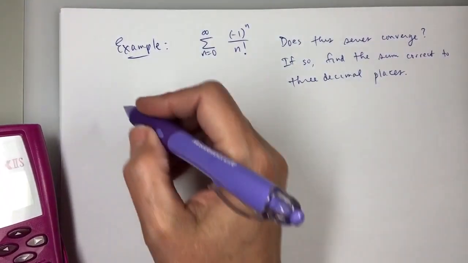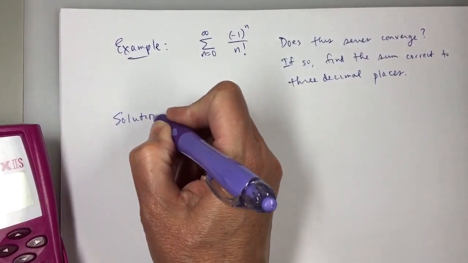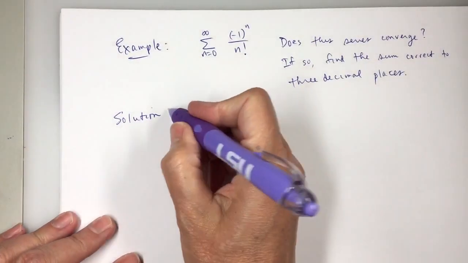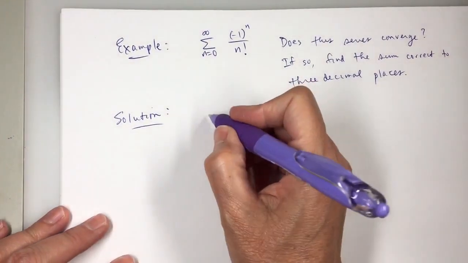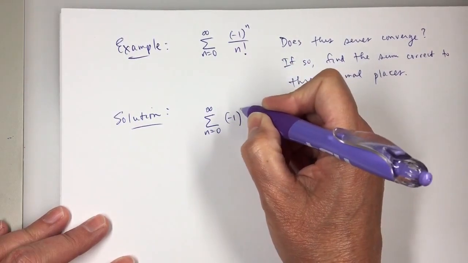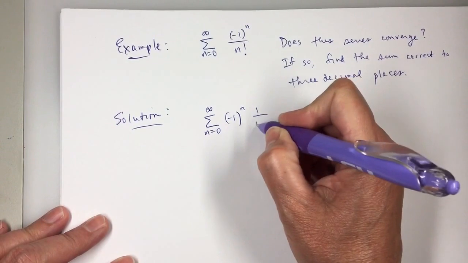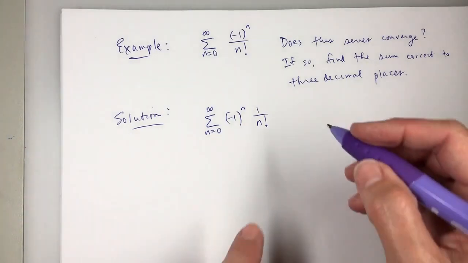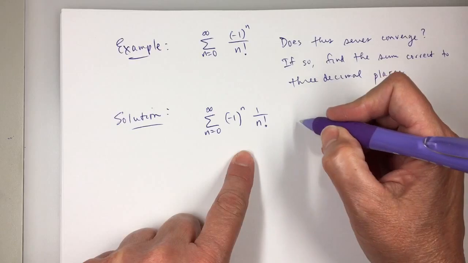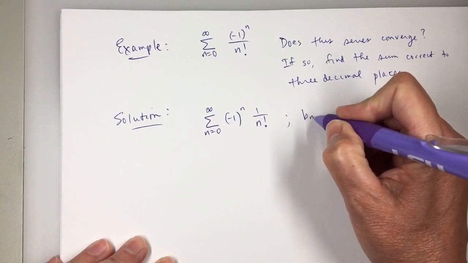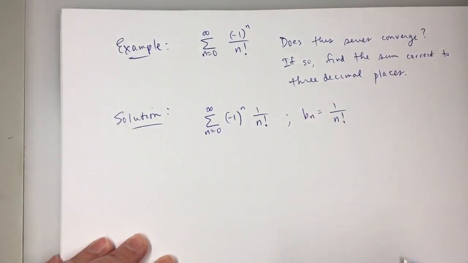So here's a problem, and I want to know if this series converges. I'm looking at it and I'm seeing, well, this is an alternating series. I like to put the alternating part right in the front there between the summation sign and the B sub n. So it is an alternating series. This B sub n is equal to what? It's 1 over n factorial.